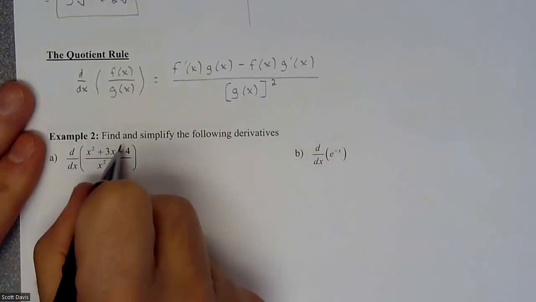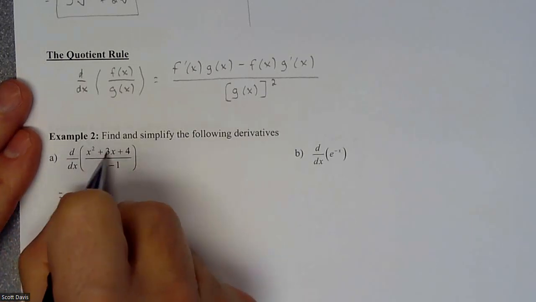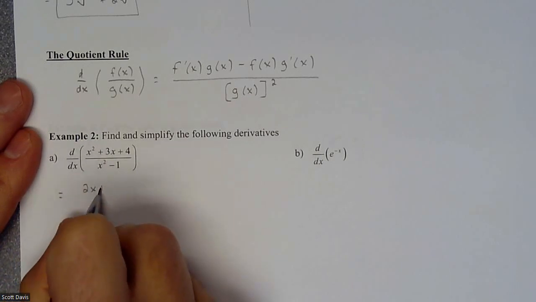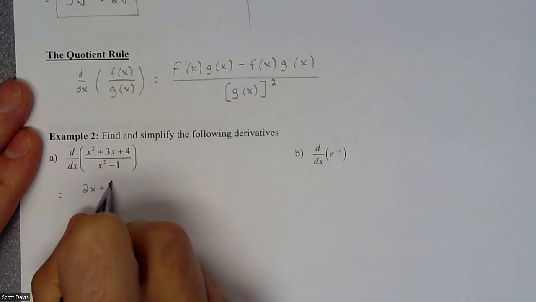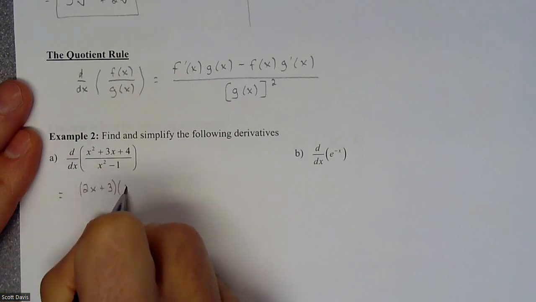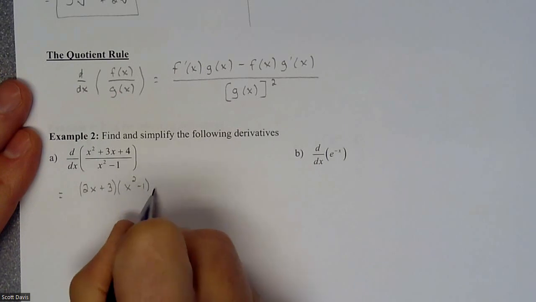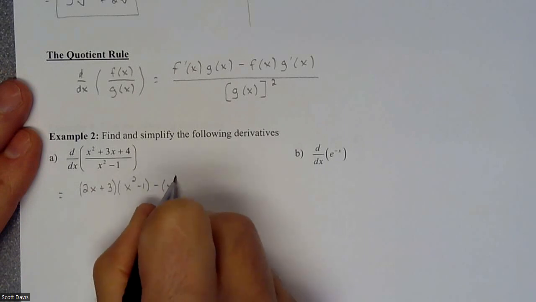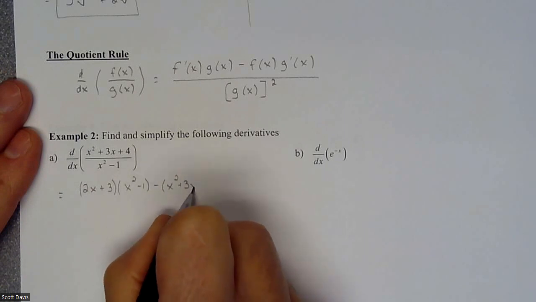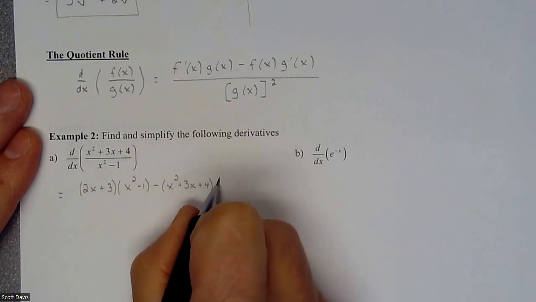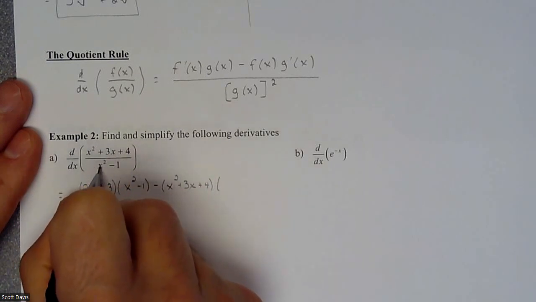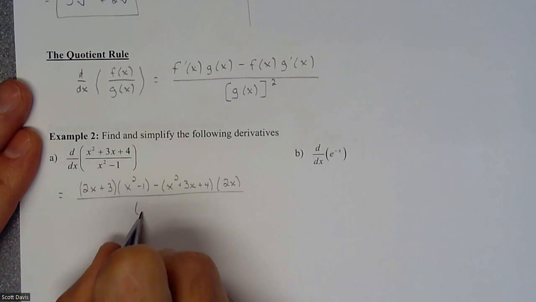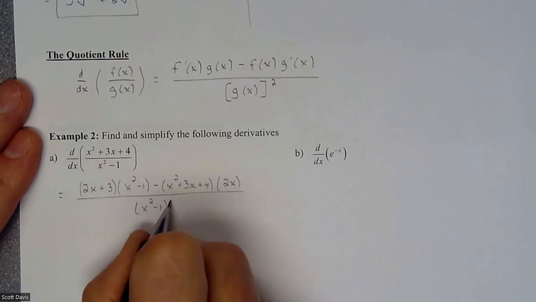All right, so let's do that. If we're going to do the quotient rule on this, we are going to take the derivative of the top. So 2x plus 3, the derivative of the constant goes away. So the derivative of the top times the bottom, minus the top, x squared minus 1, times the derivative of the bottom. So the derivative of x squared is 2x. And then that whole thing is going to be divided by the denominator squared.